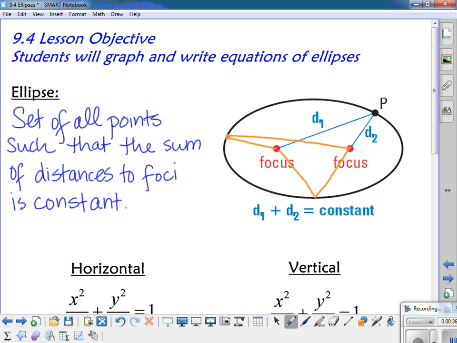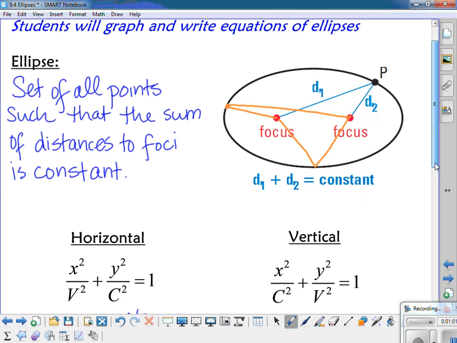So if you wanted to draw an ellipse, you could take a piece of string, that would be that constant distance or the constant sum. You could tack it in two different places and then take a pencil and stretch the string, and you'd be able to draw an ellipse with a string, two thumbtacks and a pencil. We don't have time to do that though. But that's the definition.